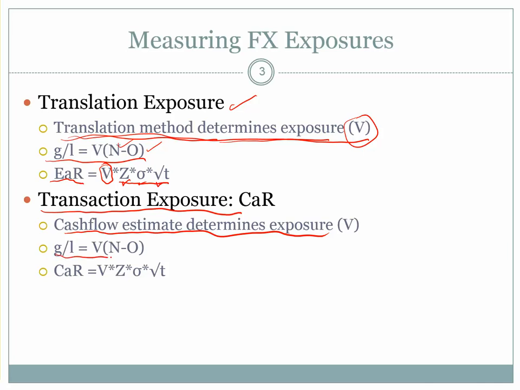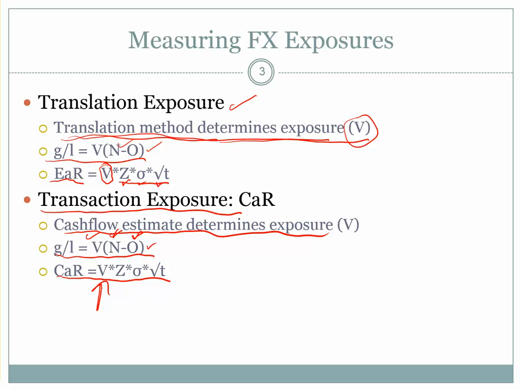Likewise, when you calculate a gain or loss, you take the value of, say, the euros you expect to receive over the next 3 months times the exchange rate when the euros actually come in versus the exchange rate you expected. The difference being the surprise, the gain or loss. Now, a cash flow at risk formula has the same terms as the earnings at risk formula: V, Z, sigma, square root of time. And it's only in the V that these two positions differ.